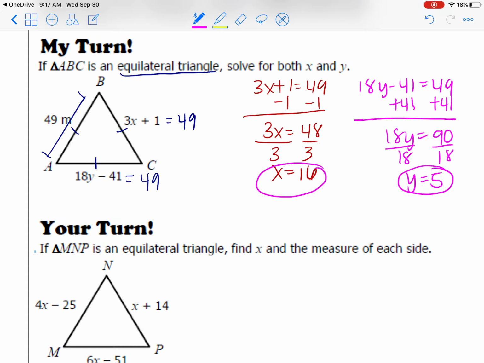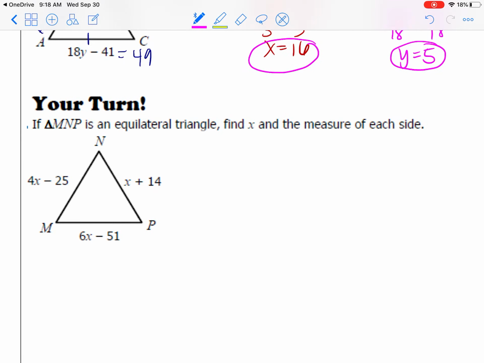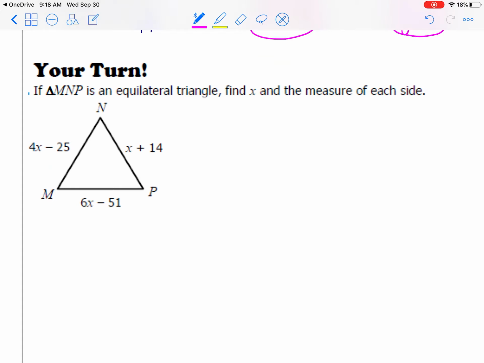Again, because this was an equilateral triangle, you know that each one of the sides will be congruent to each other. So if one side is 49 meters, then all of the other sides will be 49 meters as well. You set up the equations, and then you solve for each one of those missing unknown variables. All right, let's look at the next one. It's a little bit different, this one.